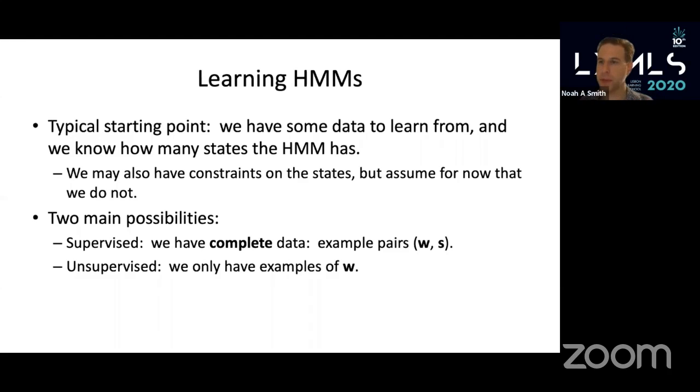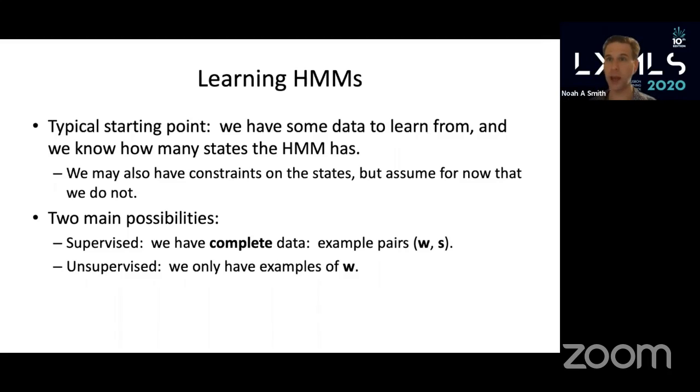Okay, so the typical place we start when we talk about learning hidden Markov models is that we have some data, and we've already decided how many states our hidden Markov model has. And we may have some constraints on the states, like, for example, if we're doing named entity recognition or some kind of chunking task, we may be using the BIO formulation I talked about a while back, which has a constraint that you can never have an I directly following an O. It doesn't make sense in the label space. The interpretation of the labels fails. So you may have constraints like that, but for now we're not going to worry about that.